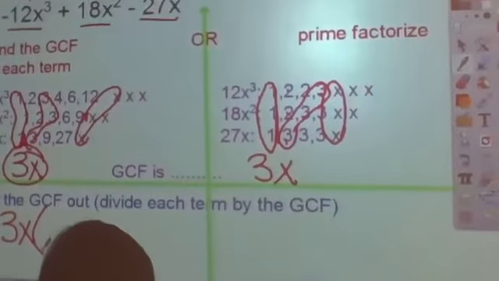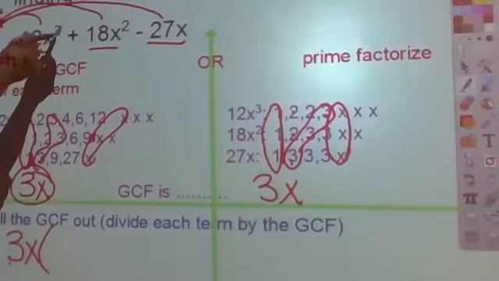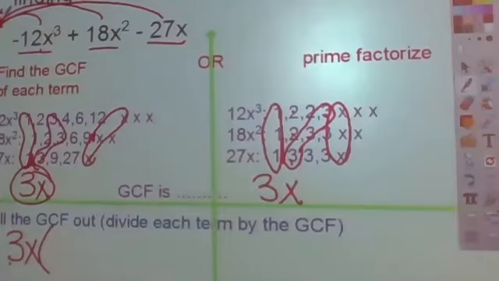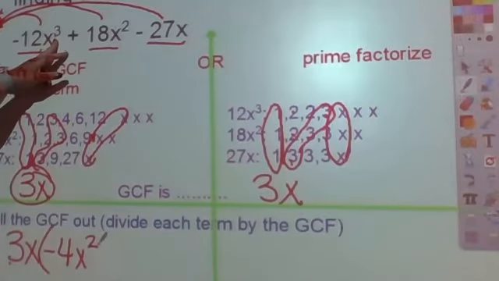So let me move this down a little bit. Negative 12x to the third power divided by 3x leaves us with negative 4x squared. I know that's right in your way. I'm sorry. Can you see that? You can stand up if you need to for just a second. Because watch, 3 times negative 4 is negative 12. X to the first power times x squared is x to the third power.